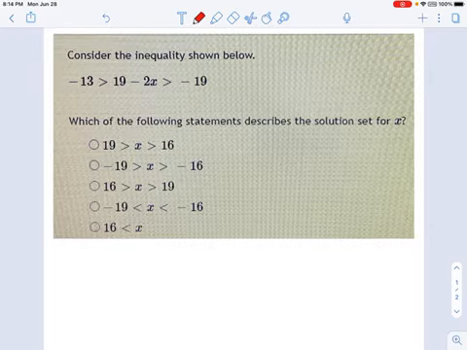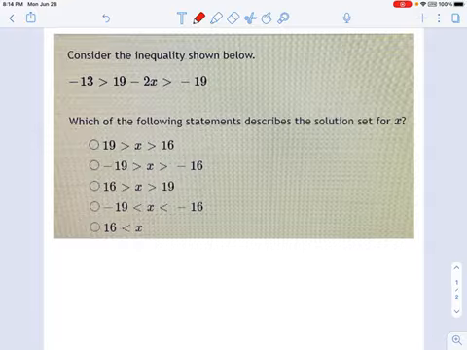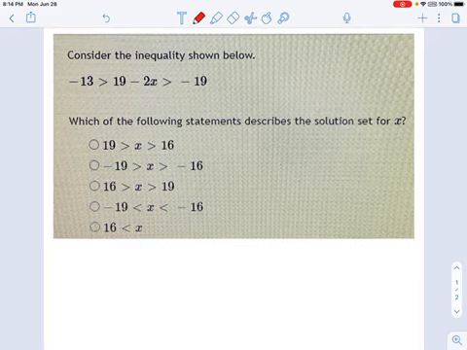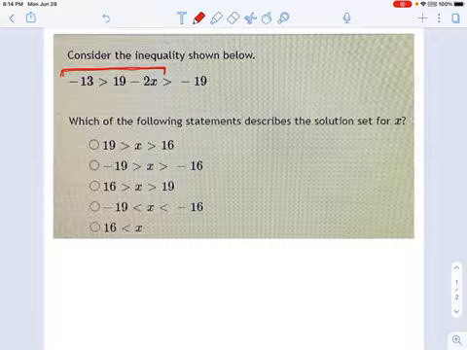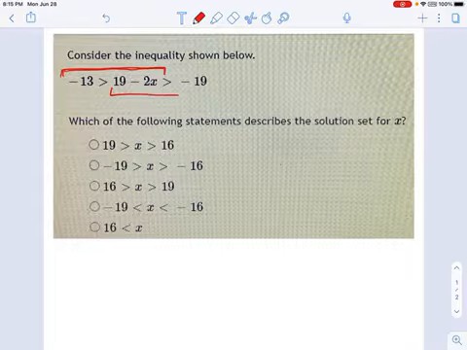The important thing to note right at the very start of this is we're not looking at a single equation. We're looking at two equations put together. I'll just outline them here. This is one equation: negative 13 is greater than 19 minus 2x. And here's another equation: 19 minus 2x is greater than negative 19.